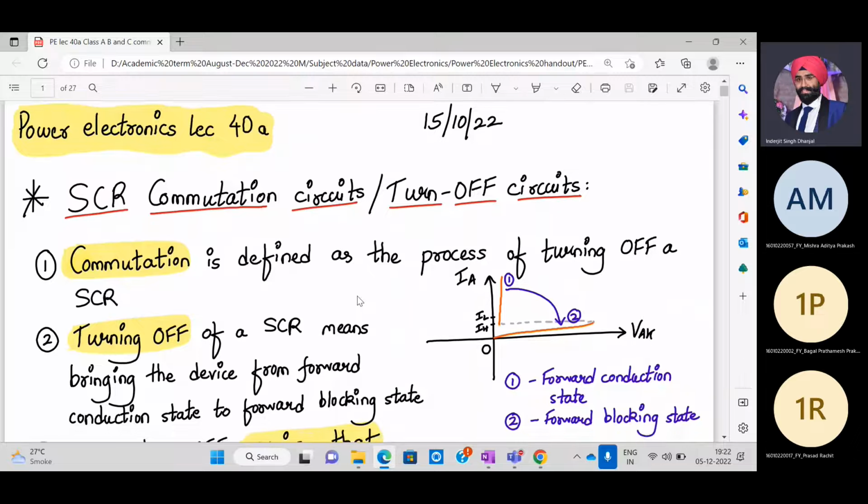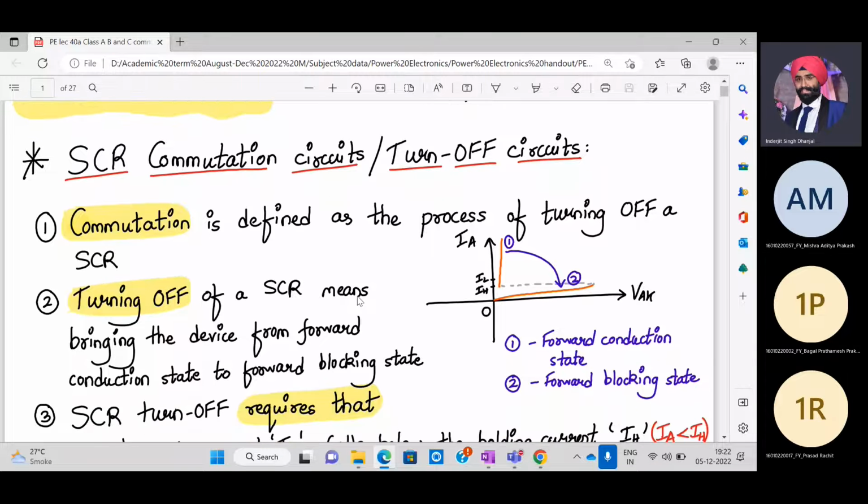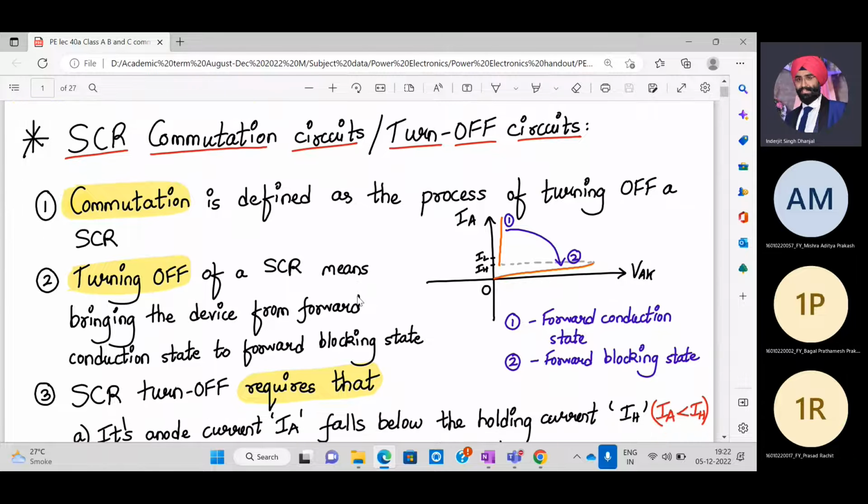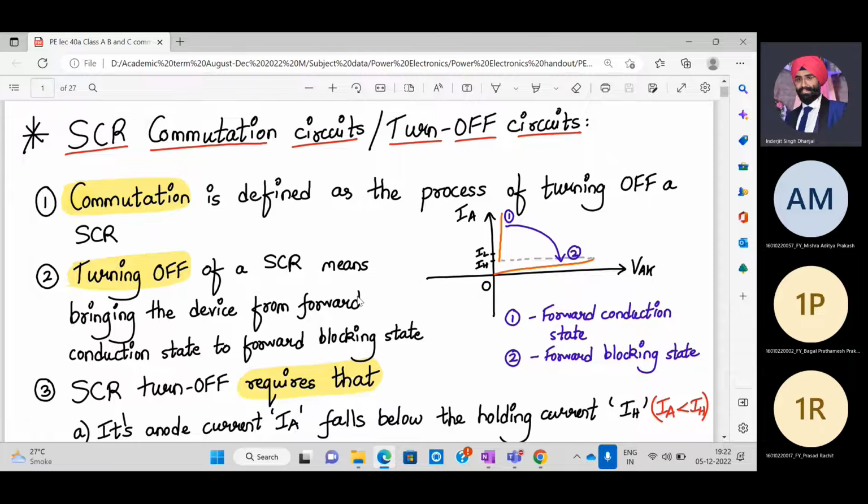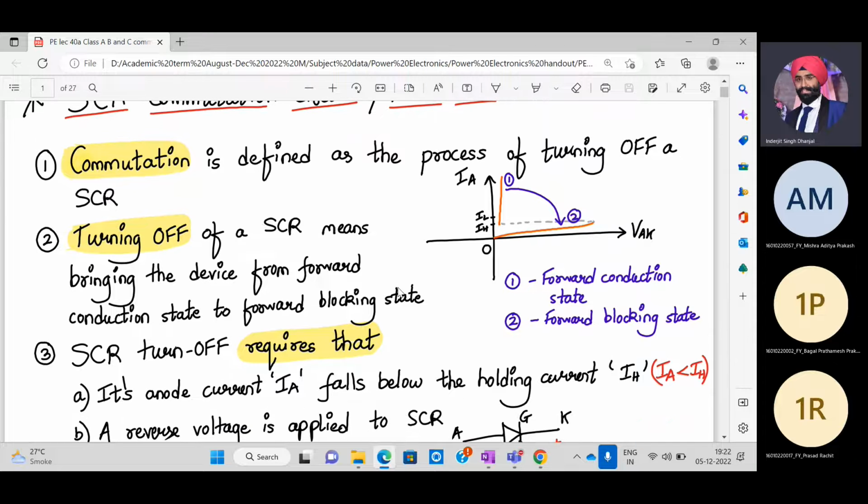This is Power Electronics lecture number 40A, and the topic of today is SCR commutation circuits. Basically, we will be studying circuits which can turn off an SCR forcefully. We have discussed circuits which can turn off an SCR naturally. In rectifiers, the SCR turns off naturally because of the negative half cycle. So how do you define commutation? Commutation is defined as the process of turning off an SCR.